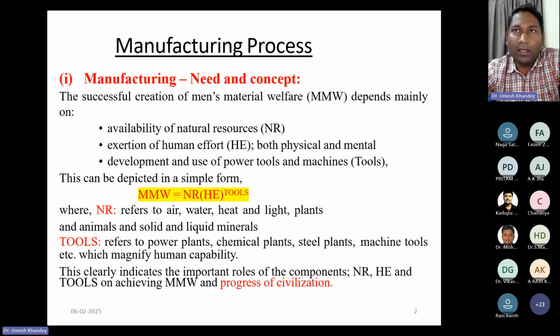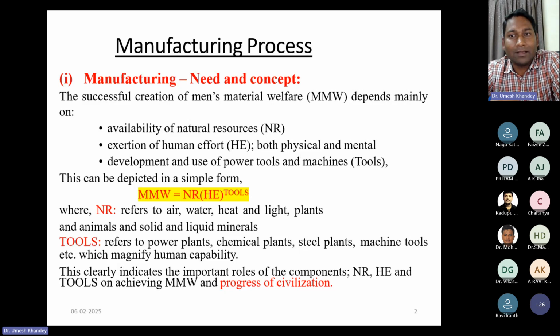In any country, prosperity and human civilization are mainly governed or judged by the improvement and maintenance of the standard of living of human beings. That is mainly through the availability and production of quality goods, as well as the services provided for mains material welfare, as mentioned in the slide.